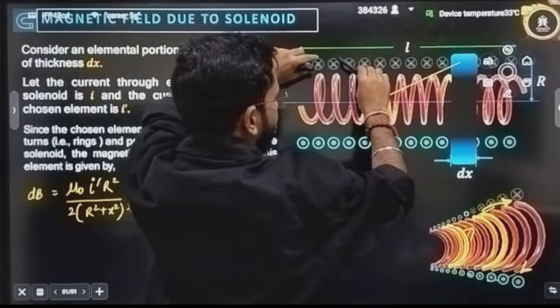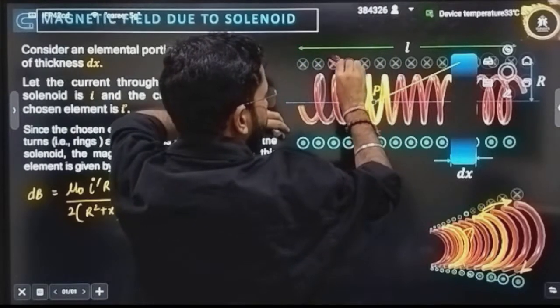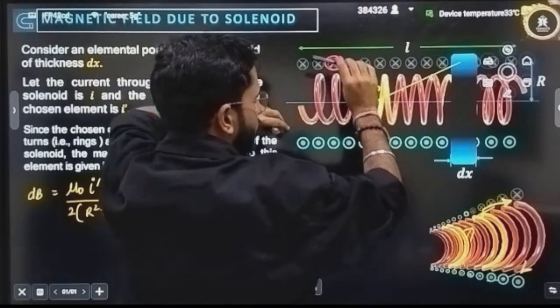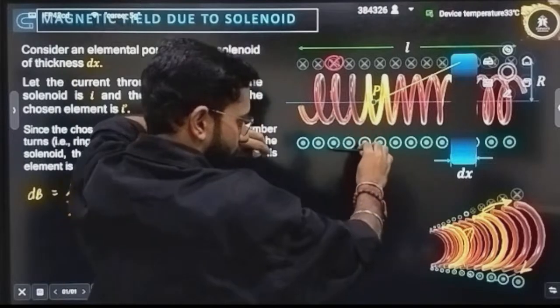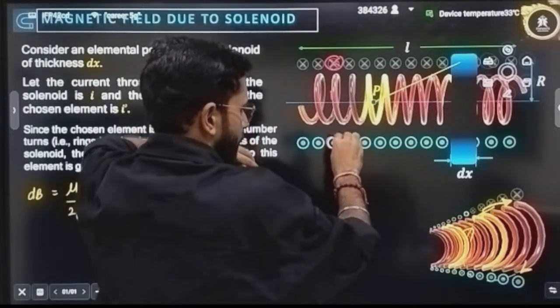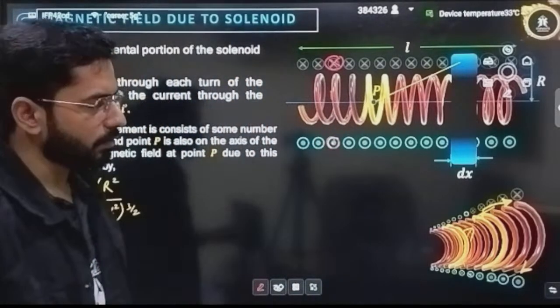The current is going inside, that means at this point, from this perspective it is going inside, and the current now is coming outside from here. That's why it is represented as a dot. This is the only meaning of this thing.